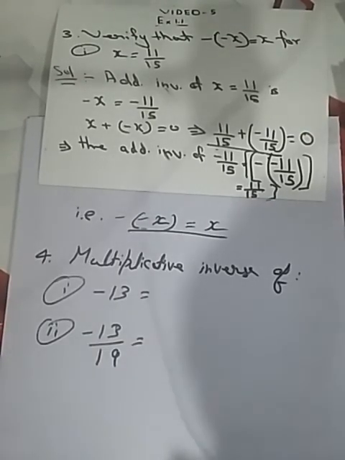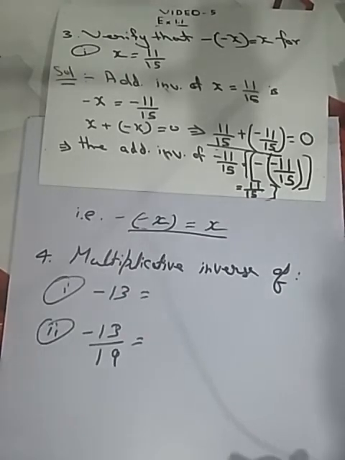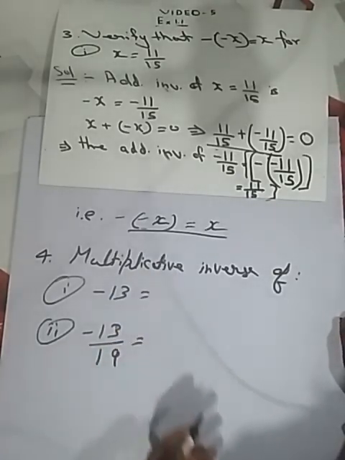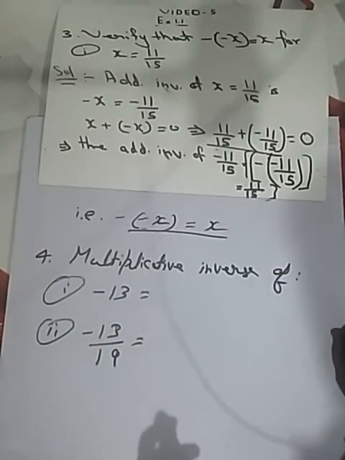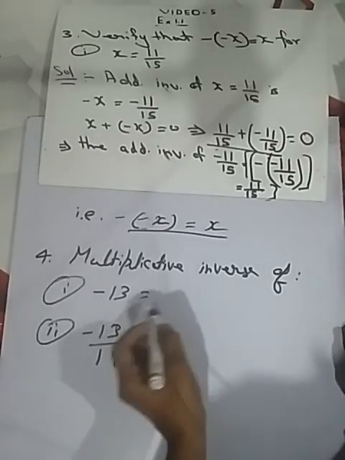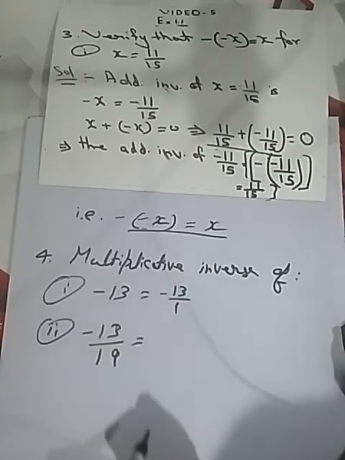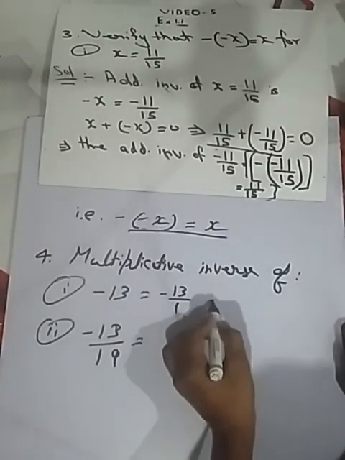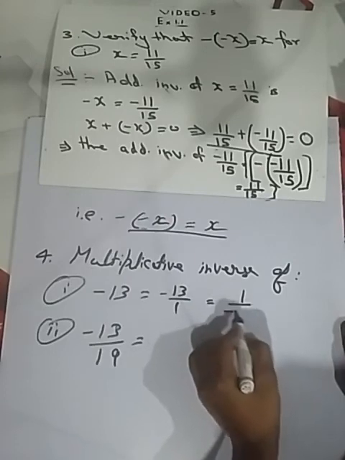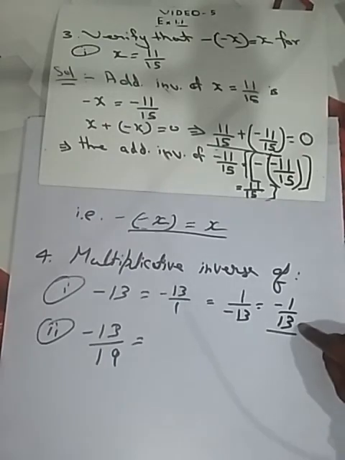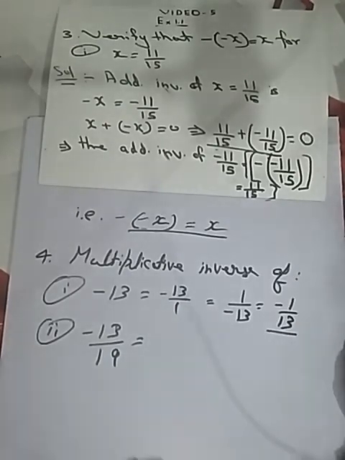Now question number 4, this is a very easy one. The multiplicative inverse of minus 13. Multiplicative inverse is just another word for reciprocal. Reciprocal हम लोग जानते हैं, हम लोग उसको क्या करते हैं, we just interchange it, invert कर देते हैं. Means minus 13 upon 1. It will be written as 1 upon minus 13, or we can write like this. So this is the multiplicative inverse of minus 13.